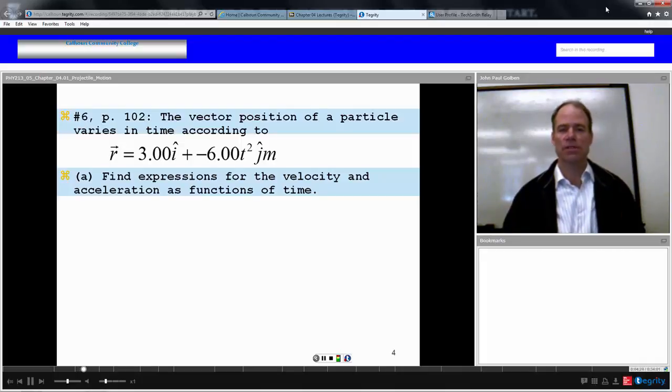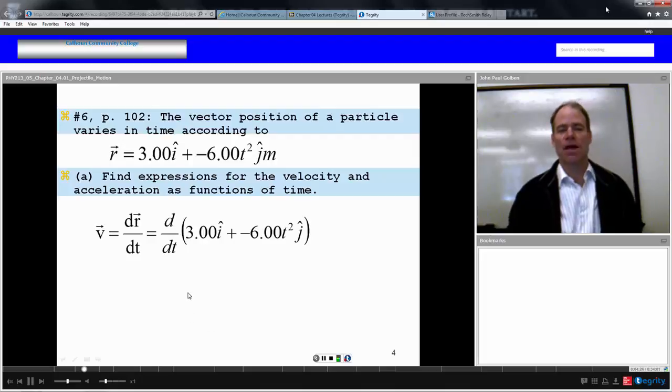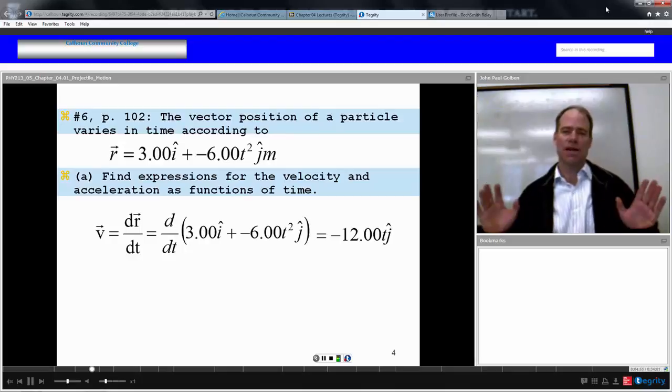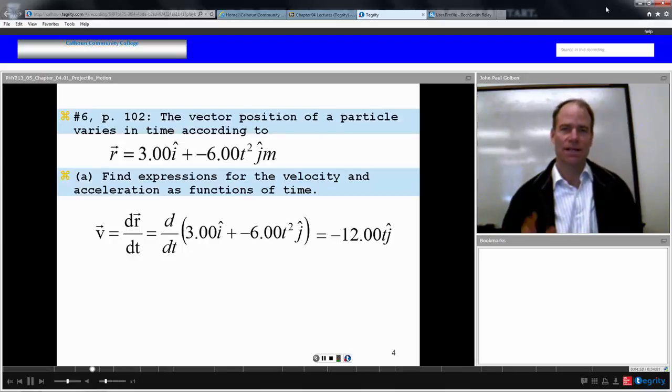Well, this is my position for all time. My velocity is the derivative of the position as a function of time. So if I were to take the derivative of this vector, it's a derivative of what's in front of the i's and j's and k's. And the derivative of 3 is 0. The derivative of negative 6t squared, decrement the t squared, gives me a negative 12t j. So my velocity for all time is a negative 12t in the j direction.